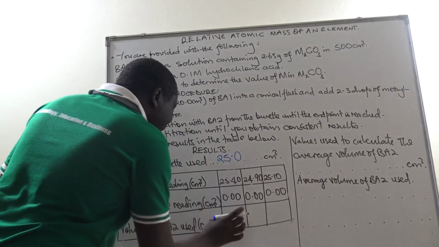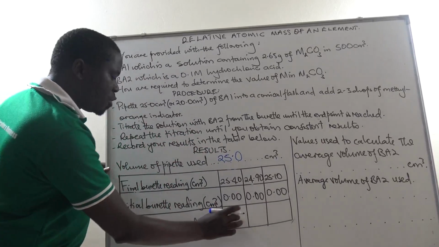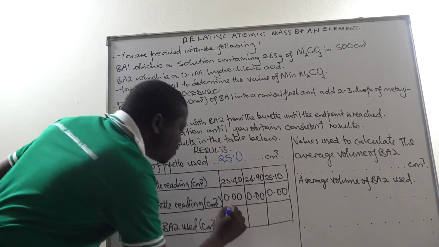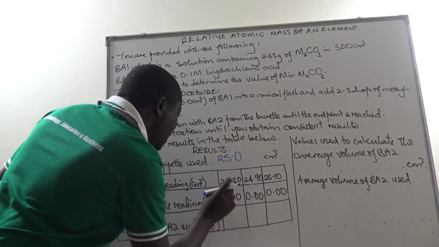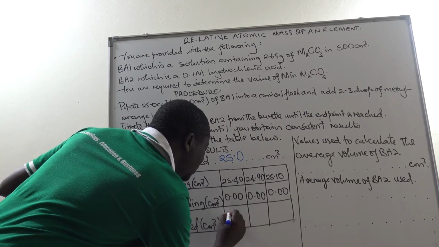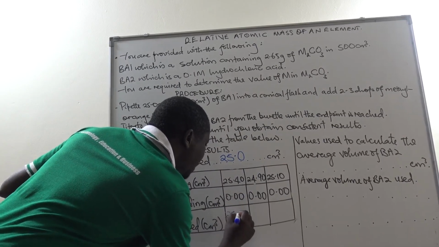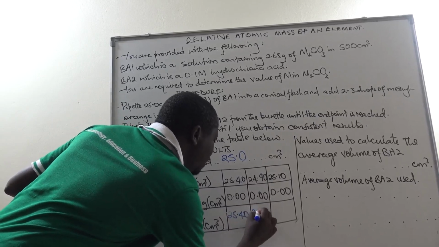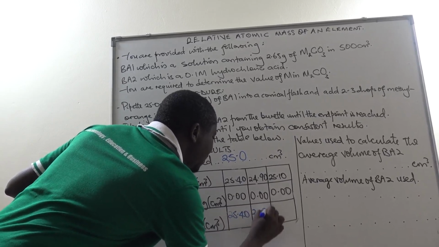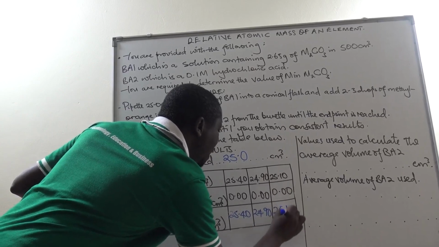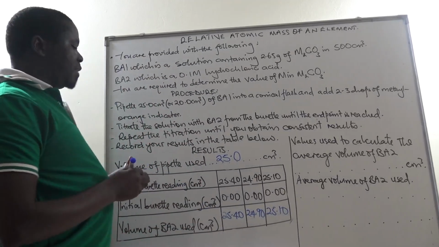So when we are getting the volume of BA2 used, what we do is, we in this case have to subtract. So subtracting the initial burette reading from the final burette reading, this one gives us 25.40. This one gives us 24.90. This one gives us 25.10. So we are done with the table.